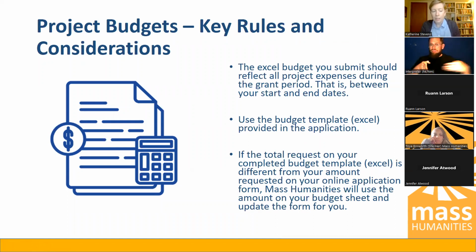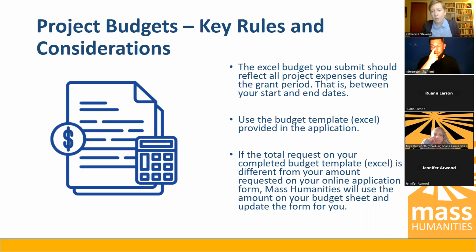Some of you might be seeking funds for projects that extend beyond the grant period. So maybe you are seeking funds for stage two of a 3-year project. You will want to make sure that your budget template really only covers that year two that you are seeking funds for. So nothing before that and nothing after that. So just to be sure that all of those project expenses for the grant period are reflected on your budget. You use the template that is provided in the application.